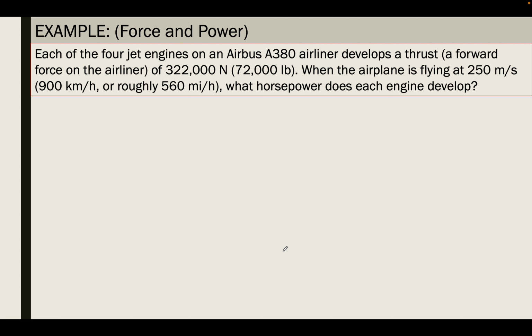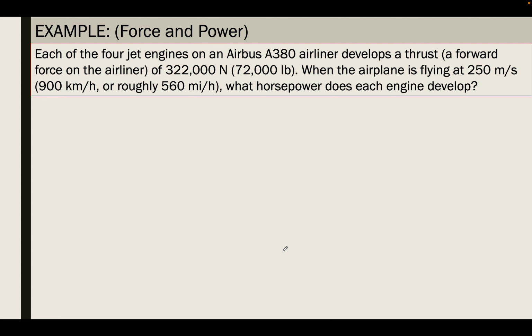Okay, so we have here an example of force and power. Each of the 4 jet engines on an Airbus A380 airliner develops a thrust, which is a forward force on the airliner, of 322,000 newtons, or equivalent to 72,000 pounds, when the airplane is flying at 250 meters per second, or 900 kilometers per hour, or roughly 560 miles per hour. What horsepower does each engine develop?